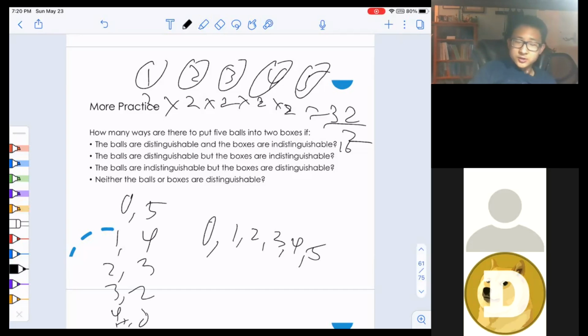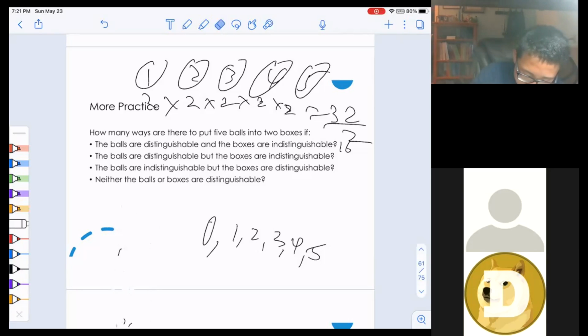Keep in mind that the 2 boxes, you can tell them apart. So that means that having 4 in the first box and 1 in the second box wouldn't be the same as the other way. So yeah, for the last problem, neither the balls nor the boxes are distinguishable.